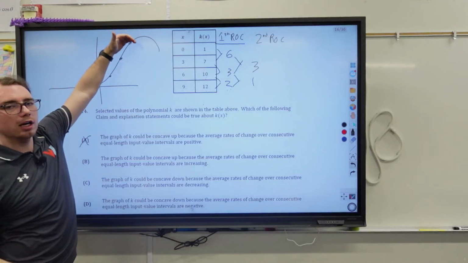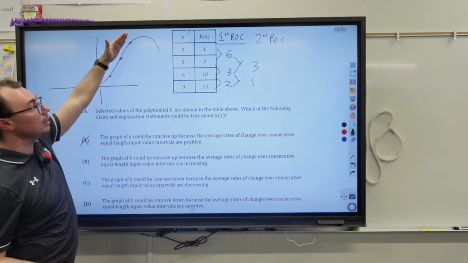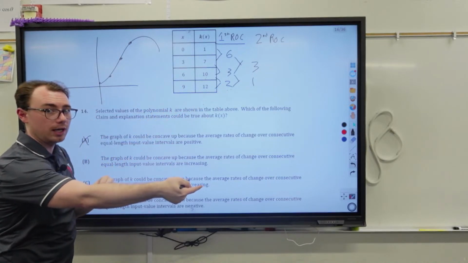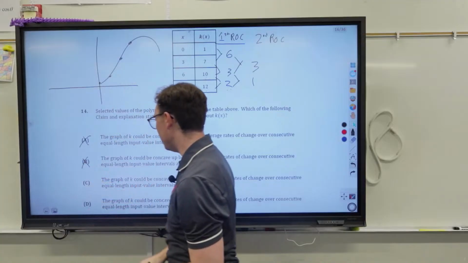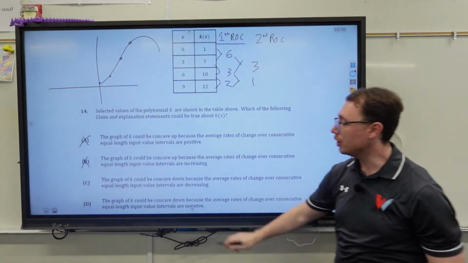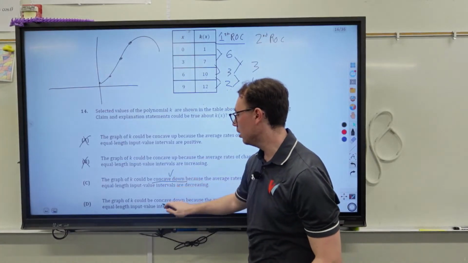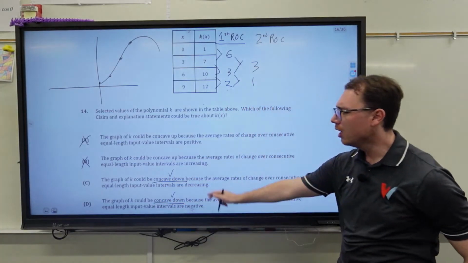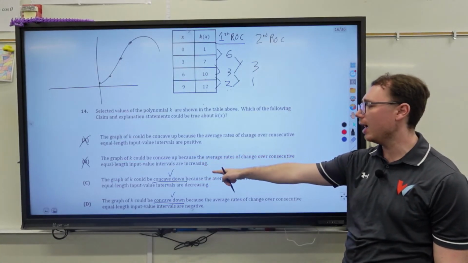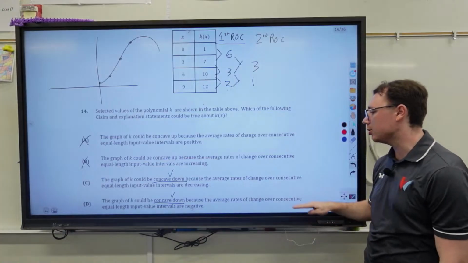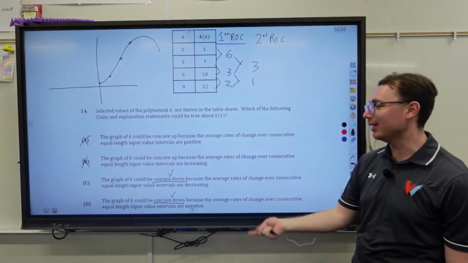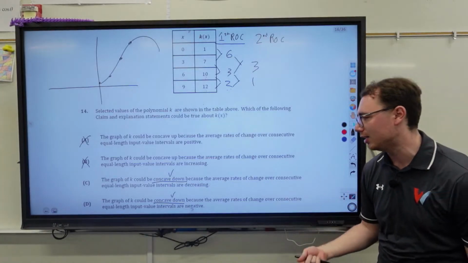We know that this is a concave down graph because it's increasing, but its first rate of change is decreasing over time. So we know it's not going to be B, because this is not a concave up graph. We just discovered that it was a concave down graph. Now the difference for C and D: the graph of K could be concave down because the average rate of change over consecutive equal length input value intervals are decreasing.